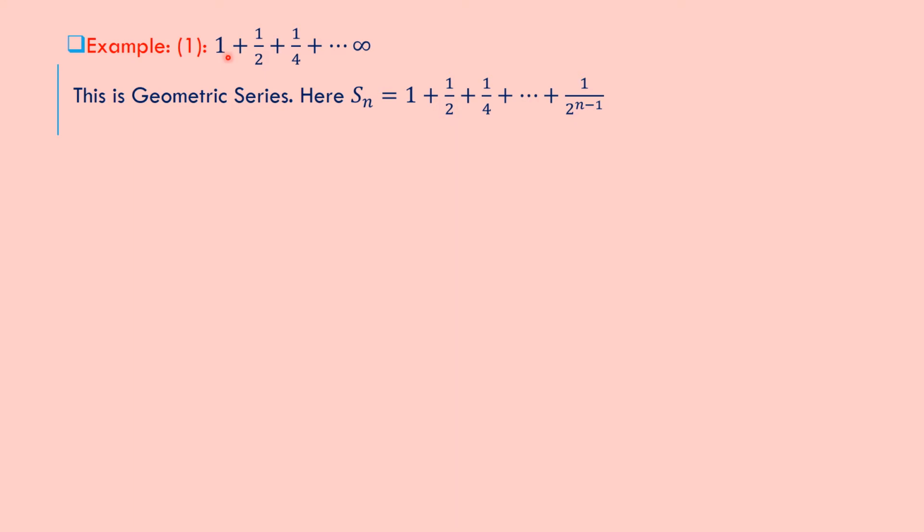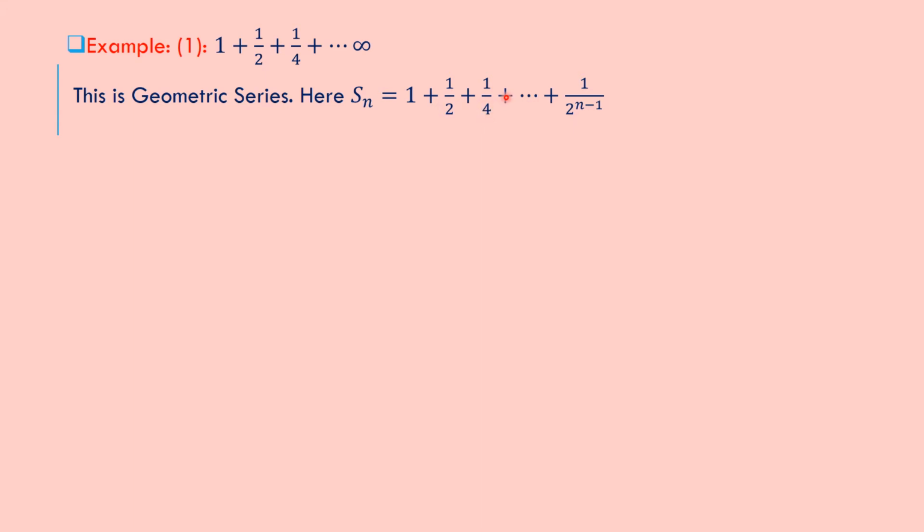Now Sn is equal to, how to define Sn, that is the sum of the first n terms: 1 plus 1 by 2 plus 1 by 4 plus etc. plus 1 by 2 power n minus 1. How did you get this 2 power n minus 1? Look here. In the first place 1, or we can say 1 by 1. Second place 1 by 2. Third place 1 by 4, that means 1 by 2 square.